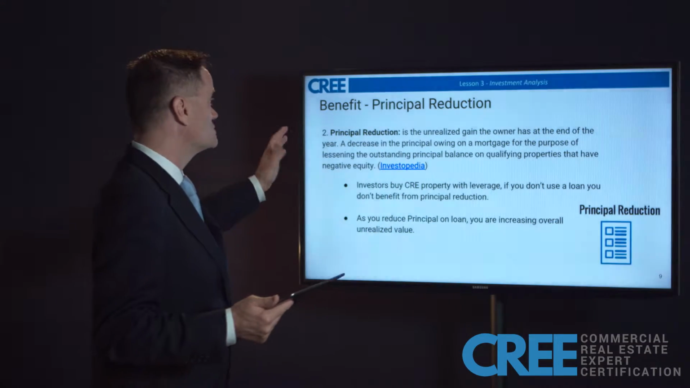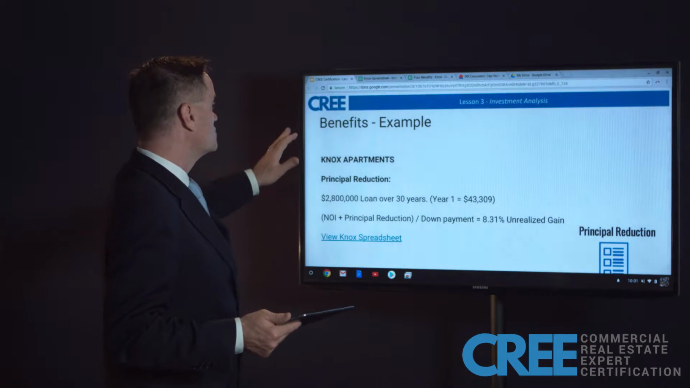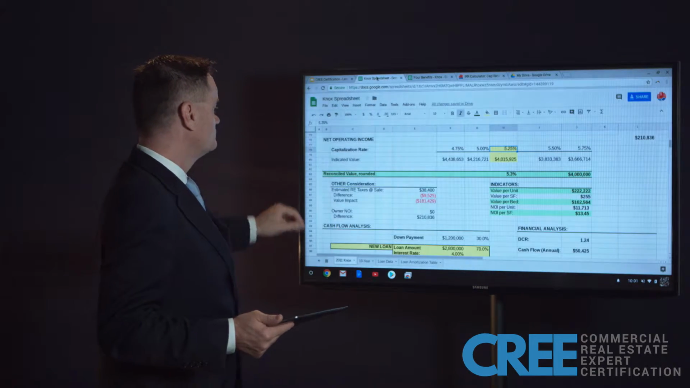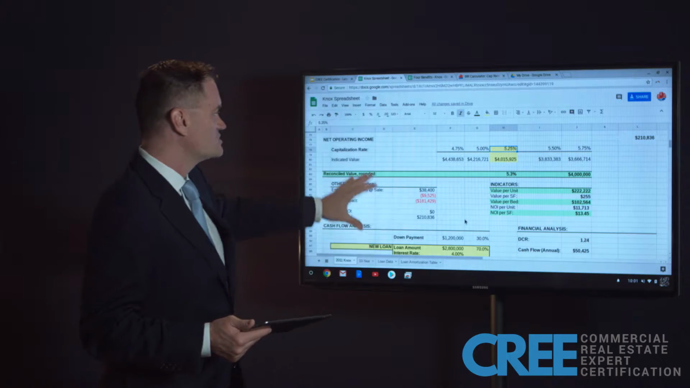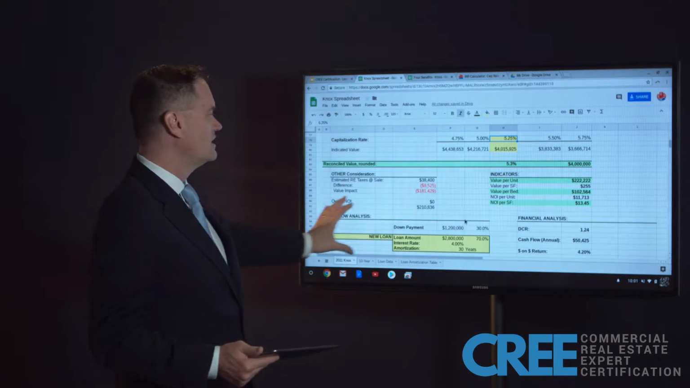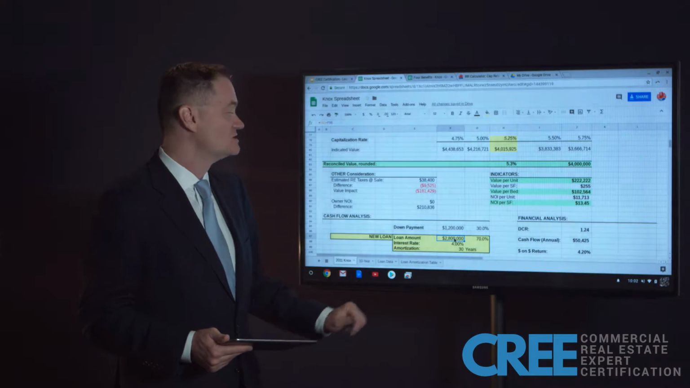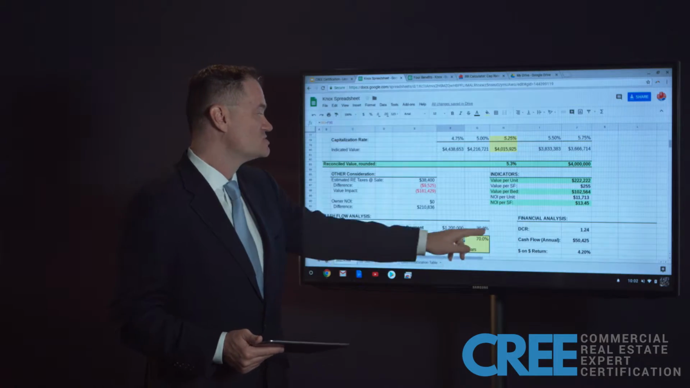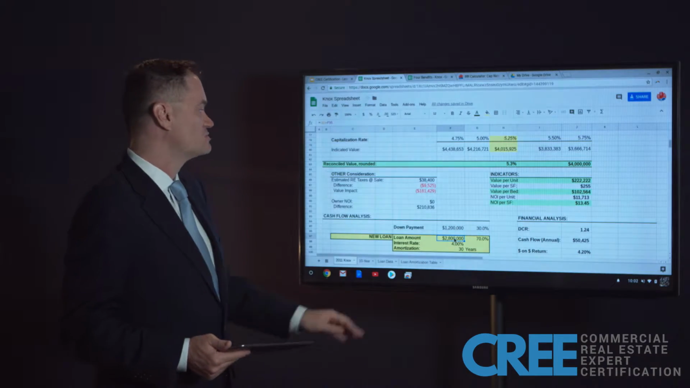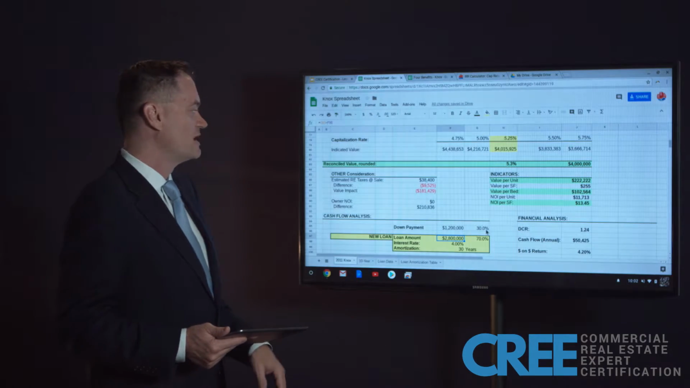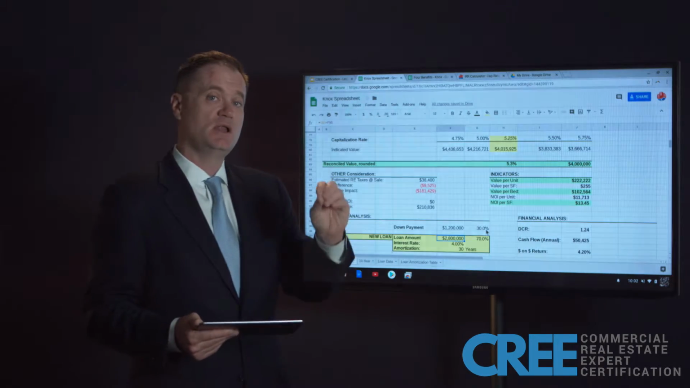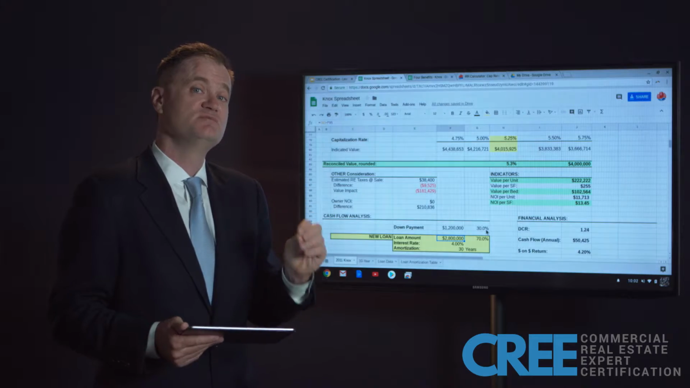And if we go back to our spreadsheet again, down at the very bottom of the spreadsheet where we were, you're going to see the loan details here. So you can see that we've got $1.2 million, which was put down, which is 30% of the purchase price. The loan is $2.8 million, which is a 70% loan to value, or LTV.